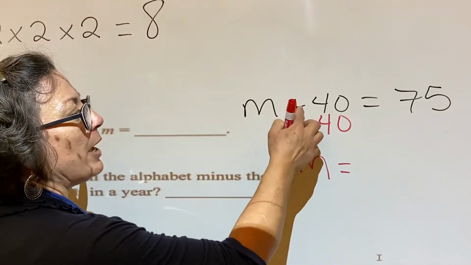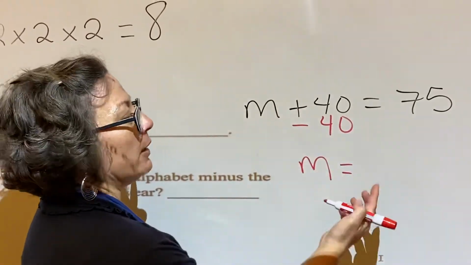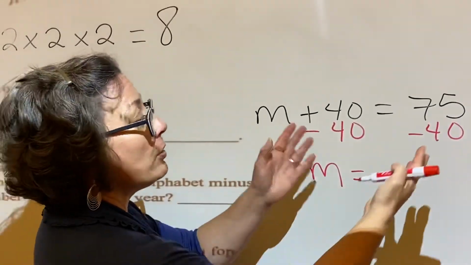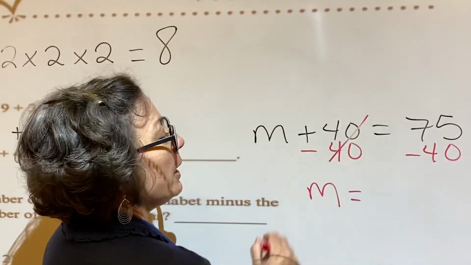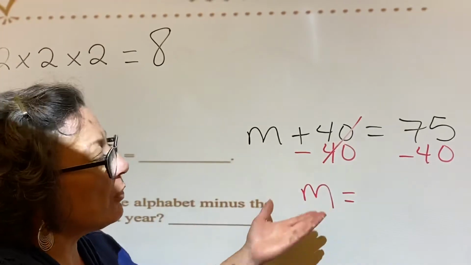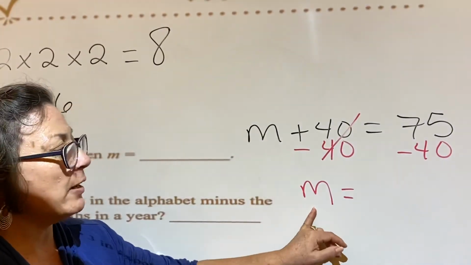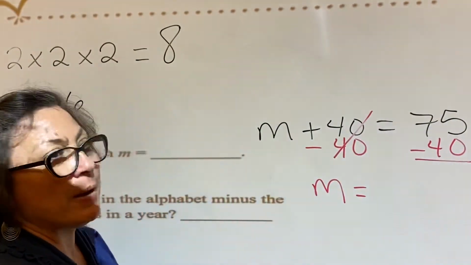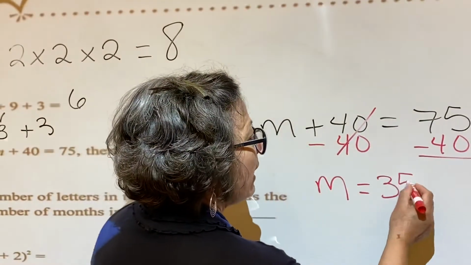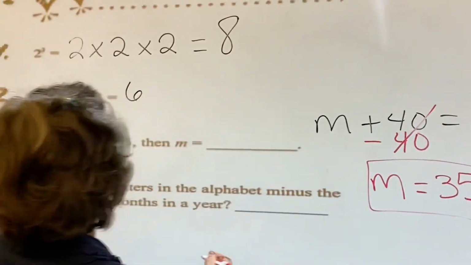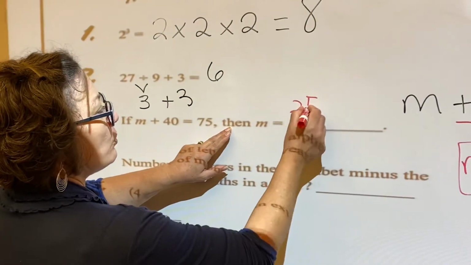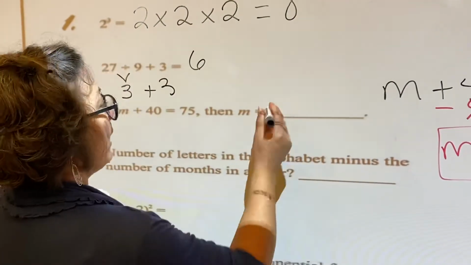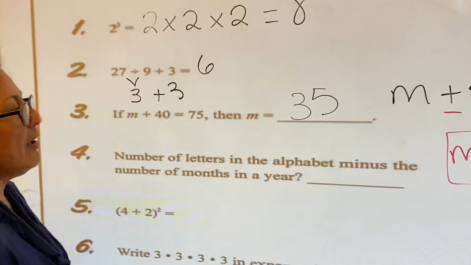If you notice here, we have a plus sign, so we subtract 40. But please, you must be fair to both sides. Here, it cancels out because 40 minus 40 equals 0. We isolated m, now m is by itself. And now the answer is 75 minus 40, which is 35. Now we found the value of m. And that should be it. Oh, my answer should be in black, sorry. All right, so we solved for that one.